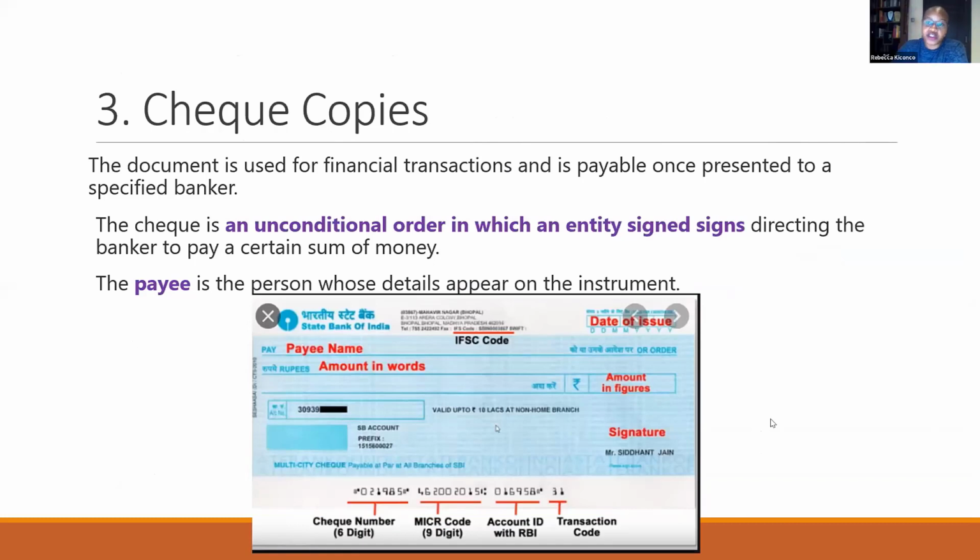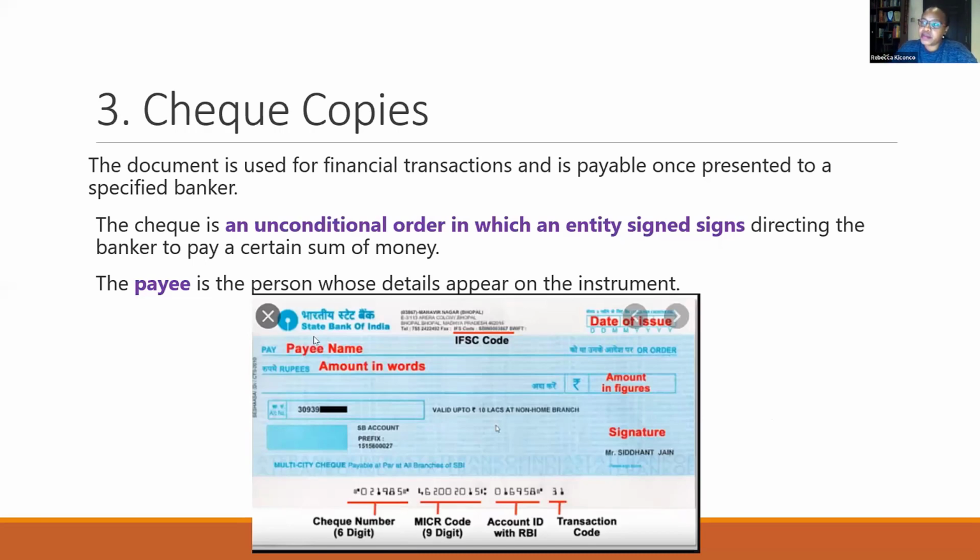Check. A check is also a source document. What does it show? A check shows payment. It shows an unconditional order to pay a certain person or to pay a certain entity, and it must be signed. By signing it, you're authorizing the bank to pay a certain entity or a certain person. This person is called a payee. The person that you're paying by check is called a payee.